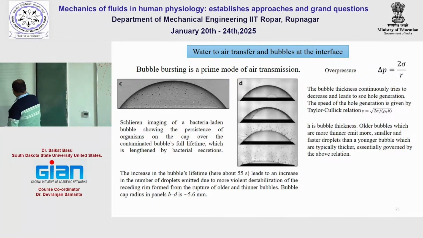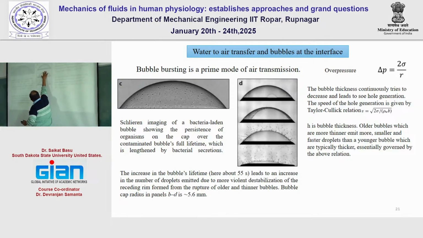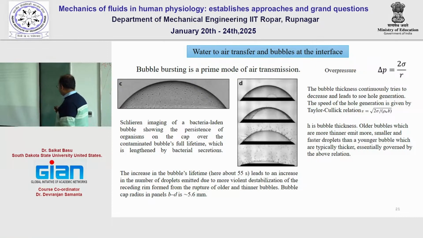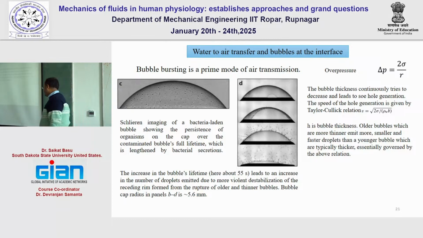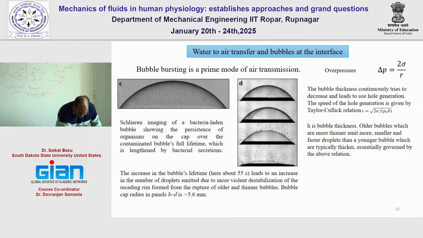Now, h is the bubble thickness. So what happens here is the experimental observation: as the bubble lasts longer and longer, due to gravity, the upper portion essentially drains the fluid towards the bottom side, and the bubble becomes thinner. So it is said that the older bubbles, which are thinner, emit more, smaller and faster droplets when bursting compared to a younger bubble. Younger bubbles are thicker. So these are all experimental studies.